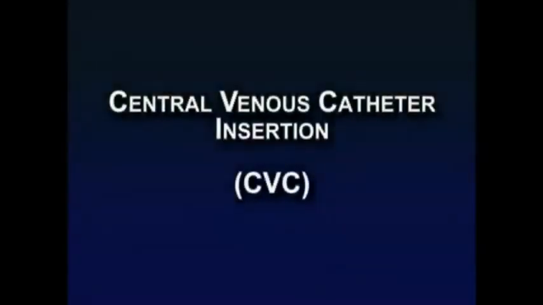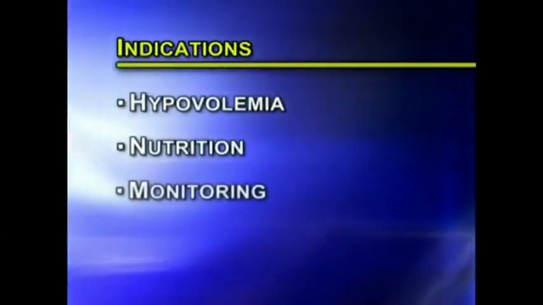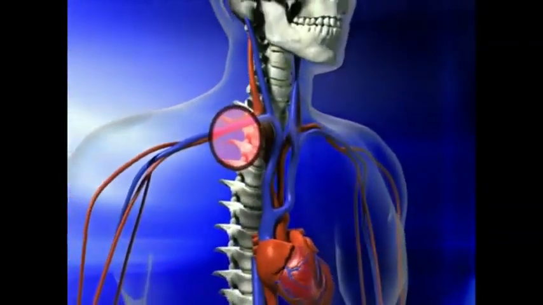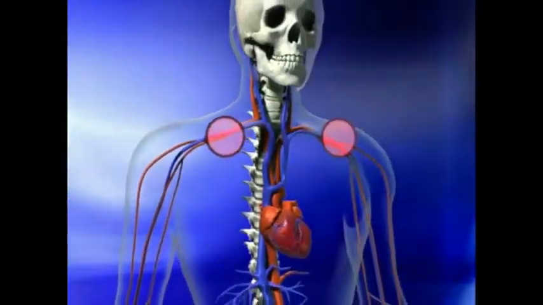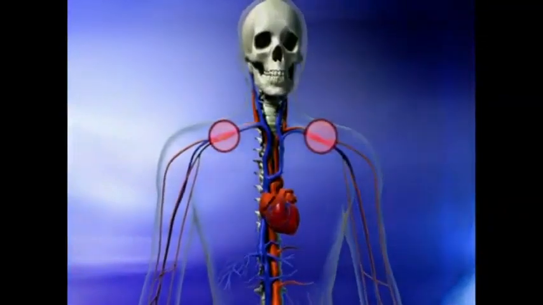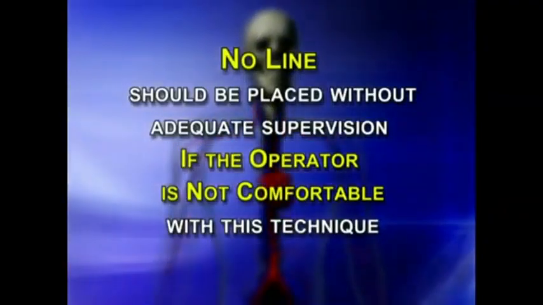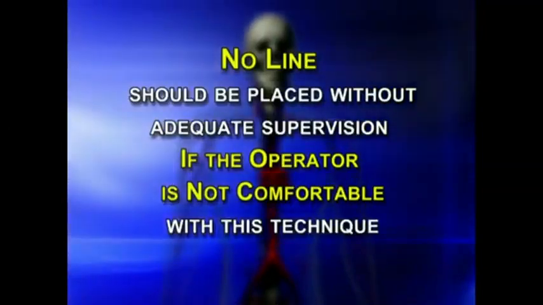Central venous catheter insertion. Indications include hypovolemia, nutrition, monitoring, and venous access. Determining the insertion site must take into account several important aspects of the operator and the patient. No line should be placed without adequate supervision if the operator is not comfortable with the technique.